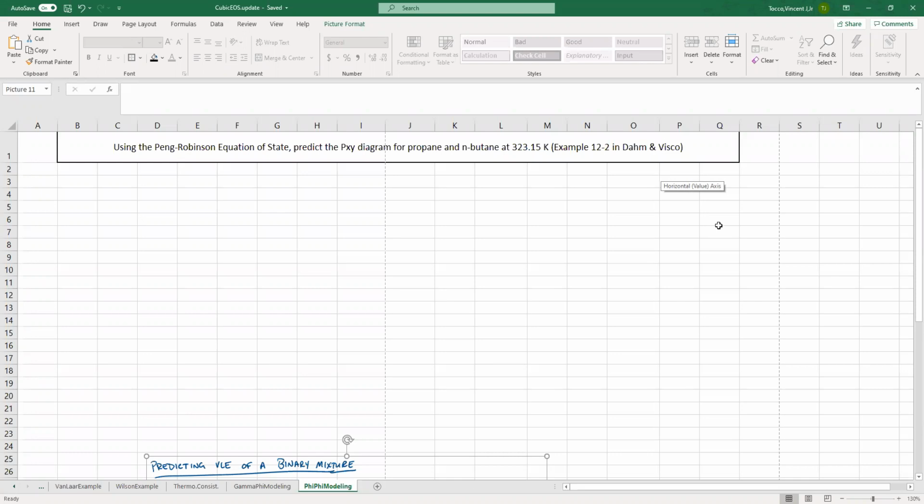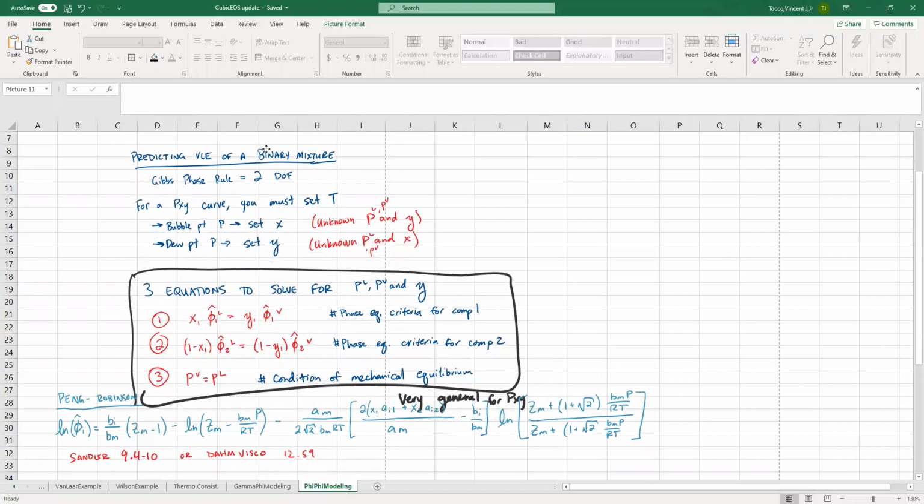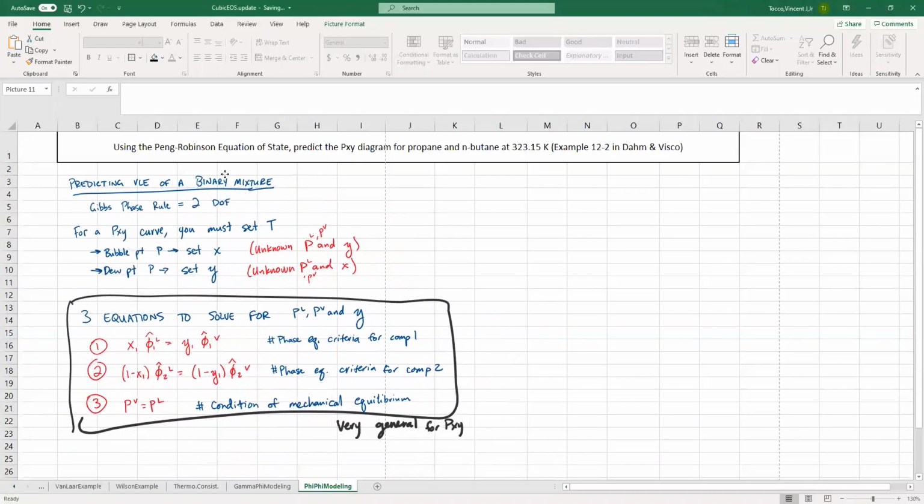It asks you to use the Peng-Robinson equation of state to predict the PXY diagram for propane and butane at 323.15 Kelvin. So in this problem, we don't have any experimental data, so we're going purely based off of prediction. So this prediction is as good as the Peng-Robinson equation of state accurately models the vapor and liquid phase for propane and butane. So I've clipped this from the notes. I'll discuss it quickly just to recap it. It's going to be very helpful for establishing our algorithm moving forward.